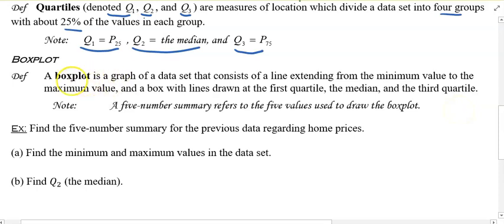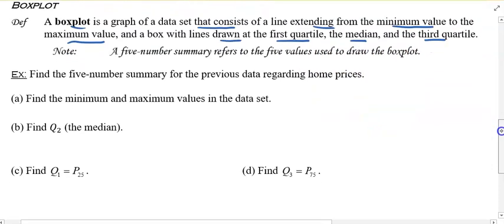A box plot is a graph of a data set that consists of a line extended from the lowest value to the highest value, and a box with lines drawn at the first quartile, median, and the third quartile. Basically those 3 right there. A 5-number summary refers to the 5 values used to draw a box plot. We're going to draw a box plot once we find those percentiles.